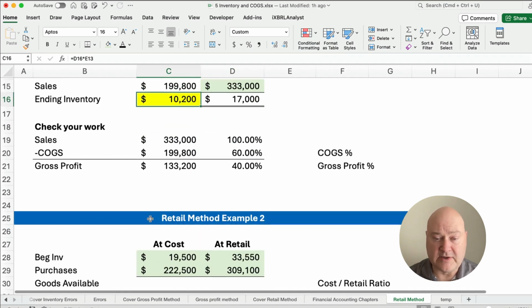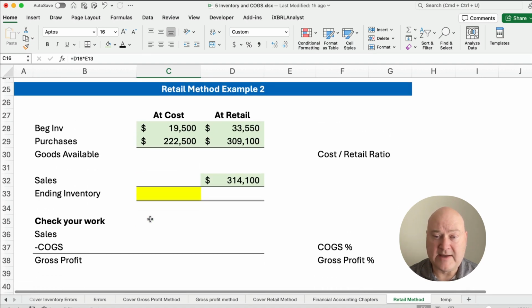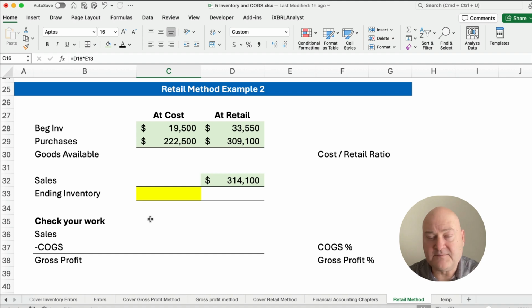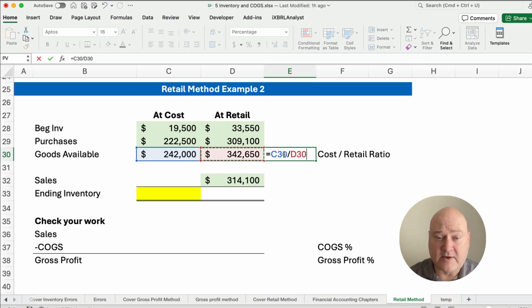Okay, let's do another one. I made another one that the numbers don't come out to be quite as lovely. So here's what we have. We have beginning inventory and purchases. We have for at cost and retail. So let's calculate our total here is $242,000 and $342,650 at retail. So what is our cost divided by retail ratio?